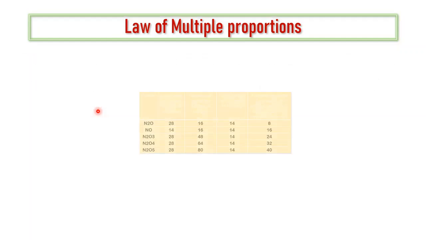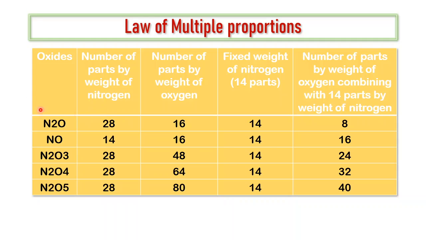So here is an example. Nitrogen forms different oxides: N2O, NO, N2O3, N2O4 and N2O5. In all these oxides, there is a fixed amount of nitrogen and there is a fixed amount of oxygen. If I calculate the mass in all the oxides, in the first case the mass of nitrogen is 28. In the second case it is 14. In the third, fourth and fifth cases, the mass of nitrogen is 28, 28 and 28.